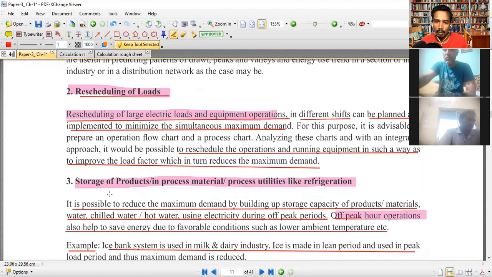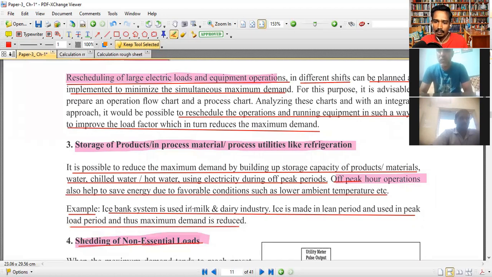Then the storage of product or process material, process utilities like refrigeration. Suppose they are using an ice bank system. The ice bank system can be used at night time also, so they don't use the peak hours. They shift the ice bank system, for milk and dairy ice, to the night hours, the lean period. The main purpose is to reduce the maximum demand charges.